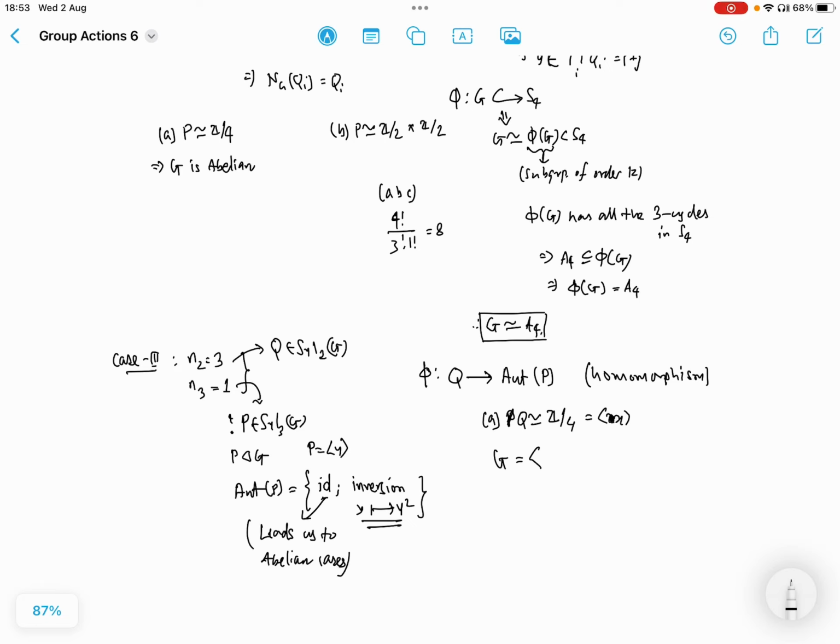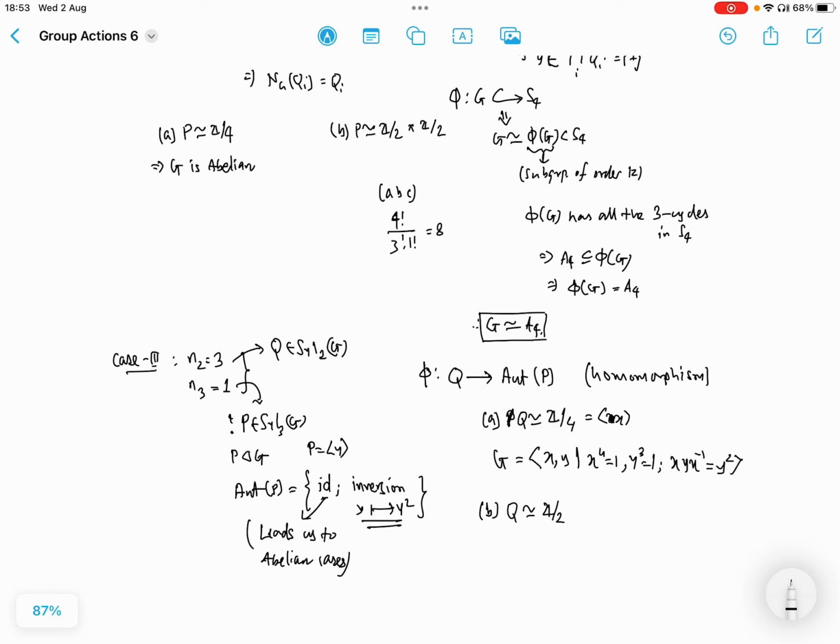So you get G is generated by two elements X and Y, where X has order 4, Y has order 3, and P was a normal subgroup, right? So you get X Y X inverse must be, so there are two possibilities. Either it is again Y if we take identity, but we are not taking this, we will take Y square. So again, this is a non-abelian group of order 12.